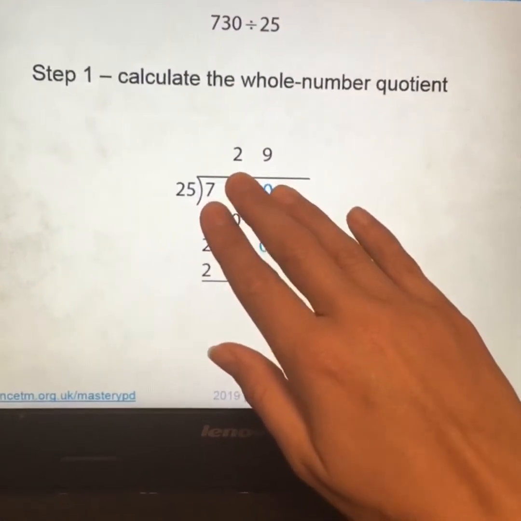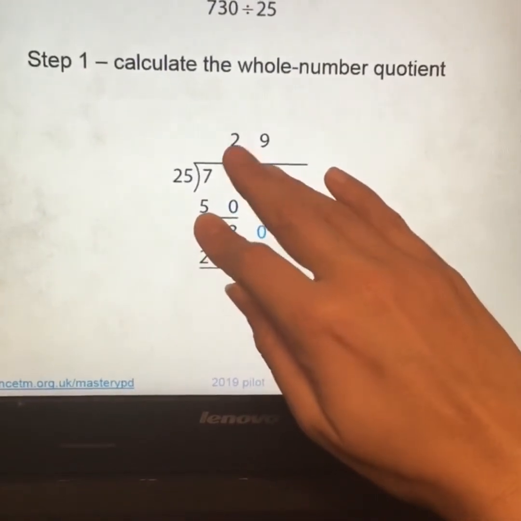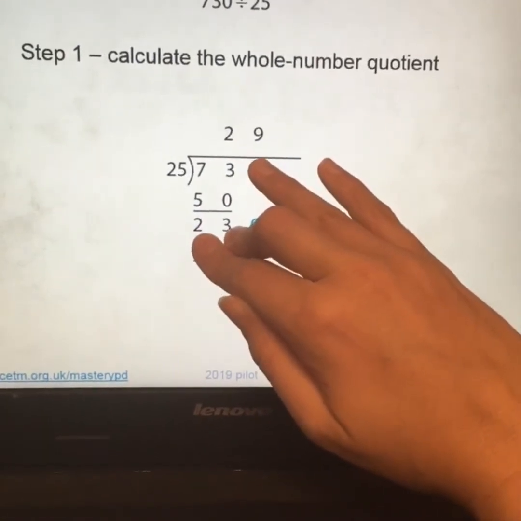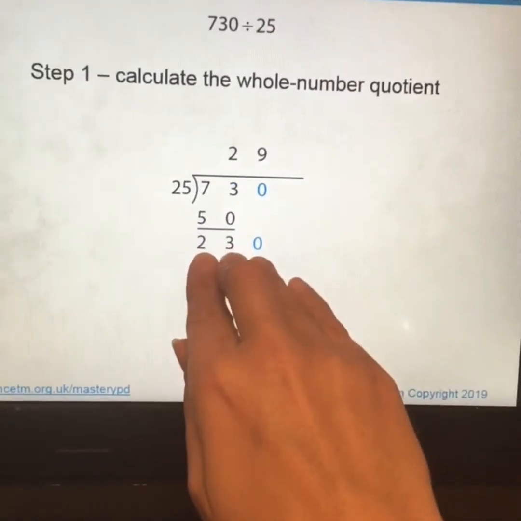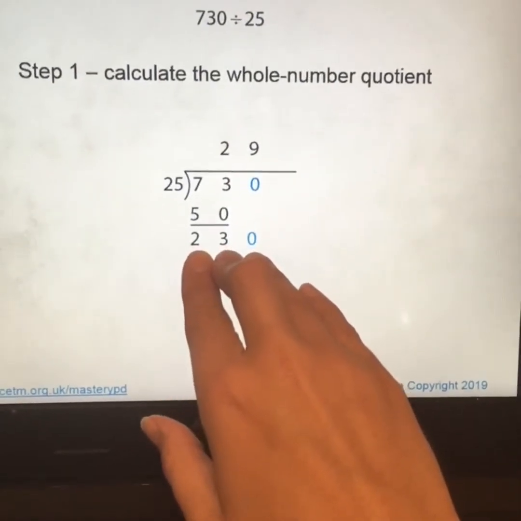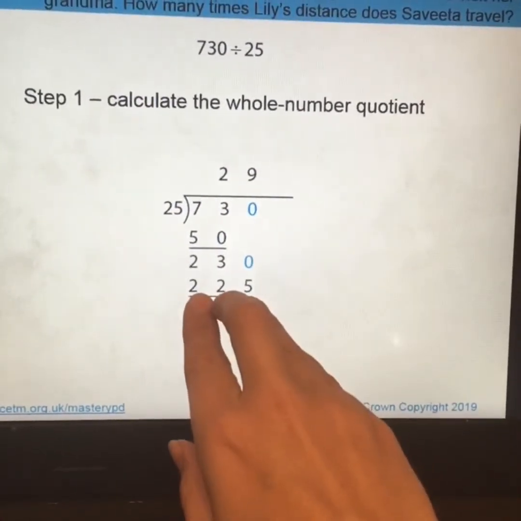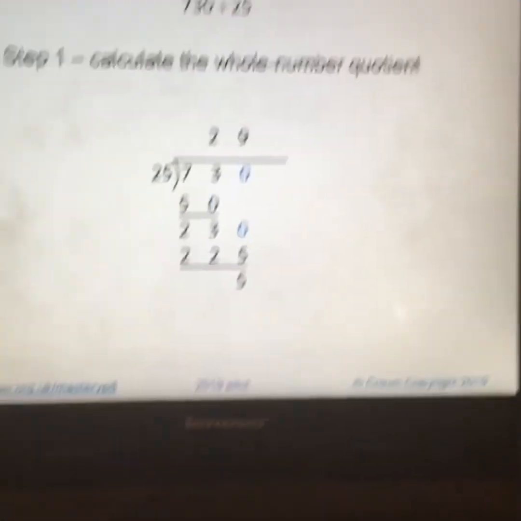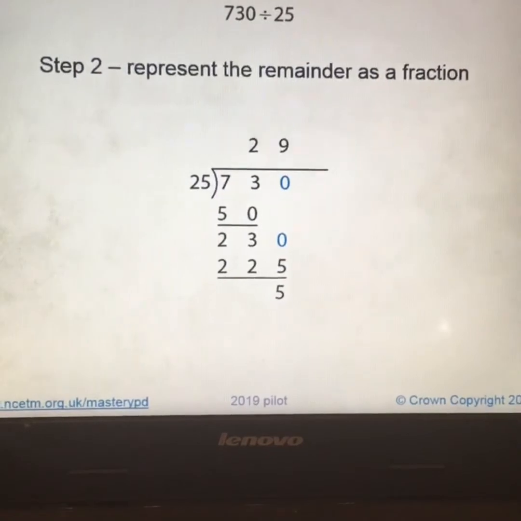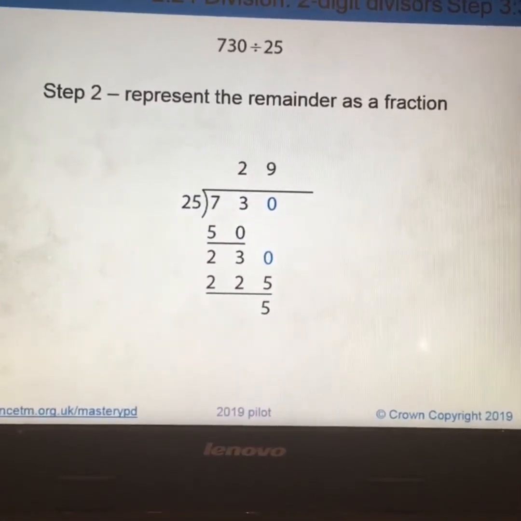Right, answer time then. So first things first, how many times can you divide 7 by 25? You can't. So then we look at 73. Well, we know that would be 50, which is 2 lots of 25, so the 2 would go up there. Work out your difference, which would be 23. Bring this 0 down, so now we're looking at 230. Then we're going to do, how many 25s go into 230? Well, it would be 9, which is 225, and our remainder is 5. Hopefully you've spotted that this is the same calculation. But this time, I want you to represent the remainder as a fraction.